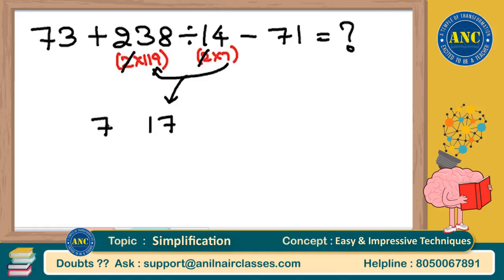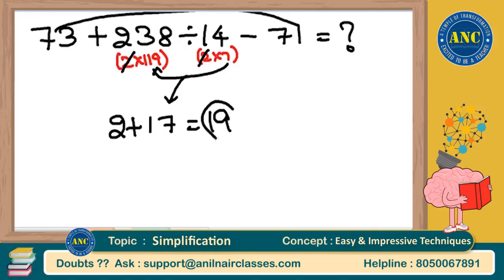17 plus, can I again say 73 minus 71? It is nothing but 2. Answer is 19. Easy question, sir.